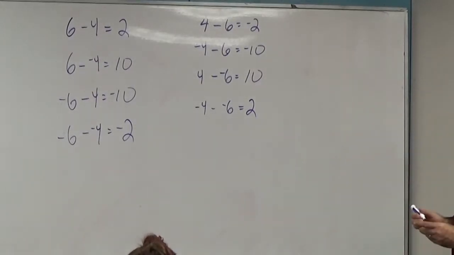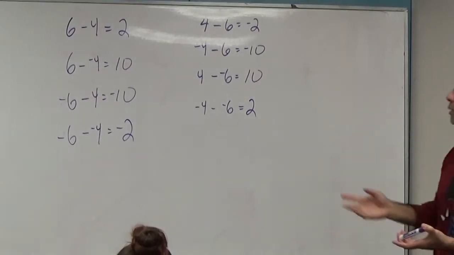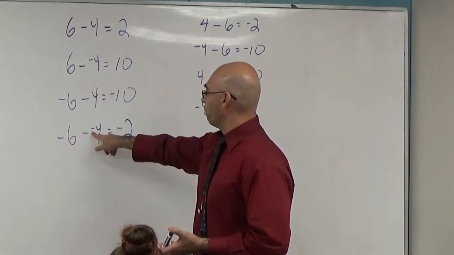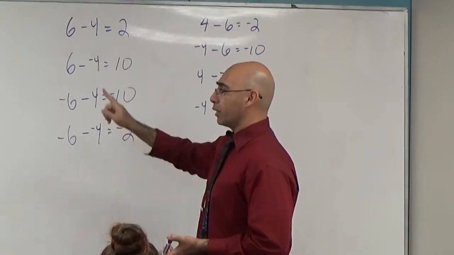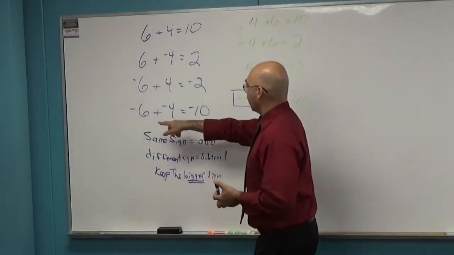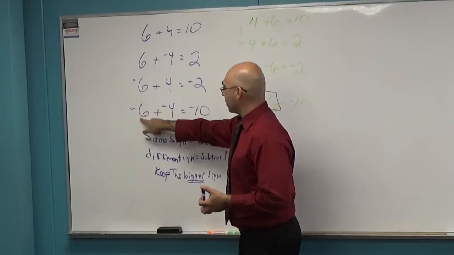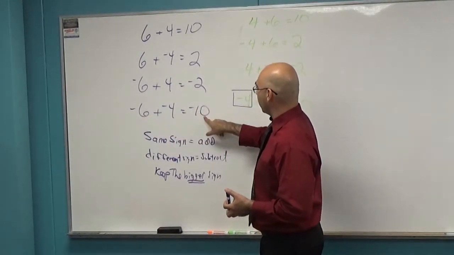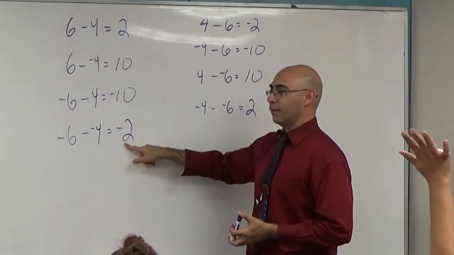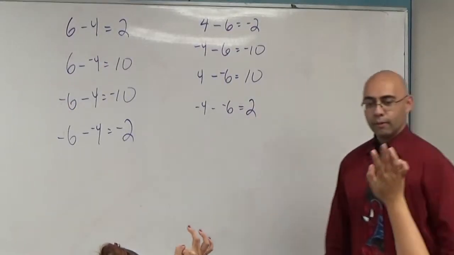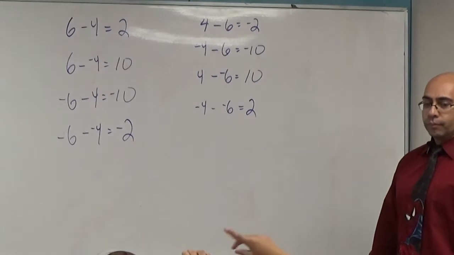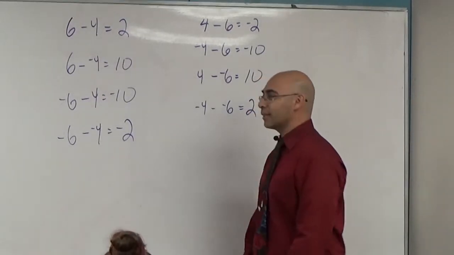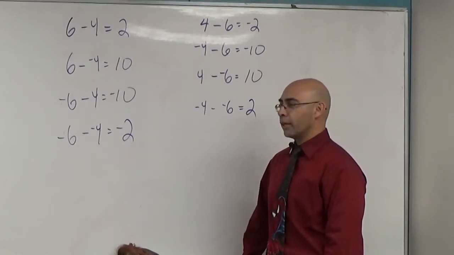So again, we have 4s and 6s. We still have 10s and 2s, but it looks a little different because if I look here, I have a negative 6 and a negative 4, but here it's a negative 2. If I look at this problem, over here I have a negative 6 and a negative 4, but this is a negative 10. Why is this one different from this one? Because this one says to subtract and that one says to add. All right, so we have subtracting and we have adding. Now, how are we going to make this, because this just looks confusing.